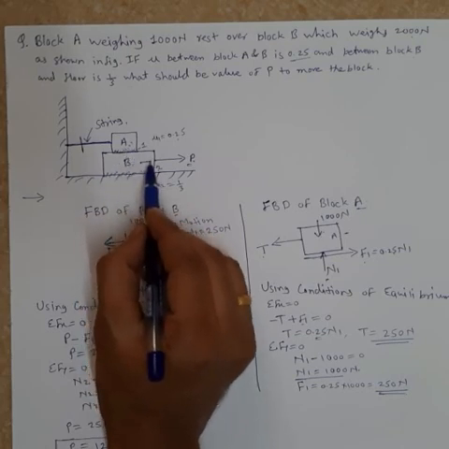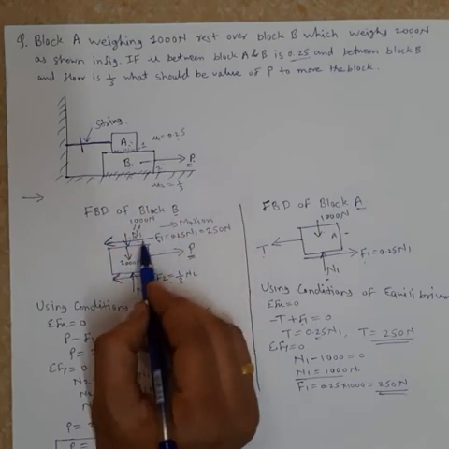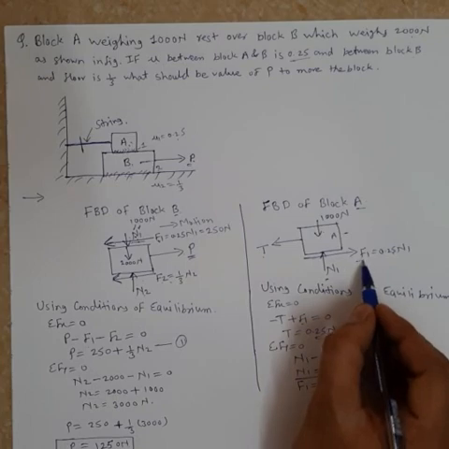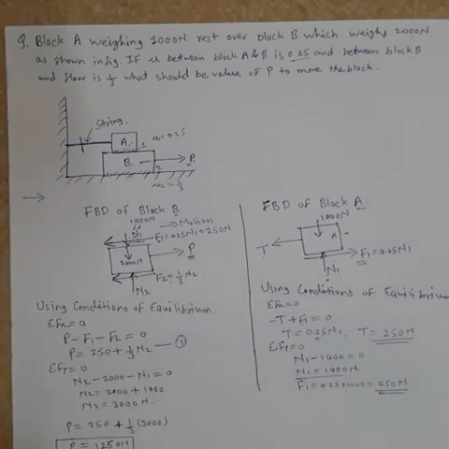So when this block will move towards the right, its friction F1 is towards left, so when we do the FBD of A, that friction will be towards right. So this important point is to be noted.